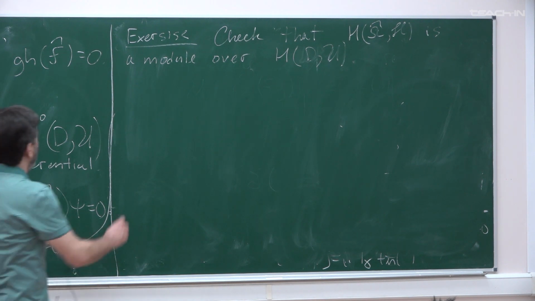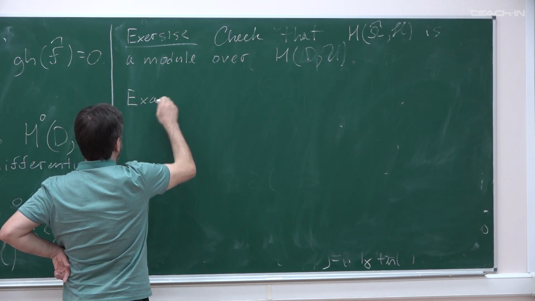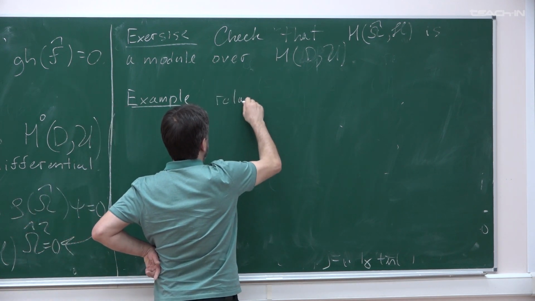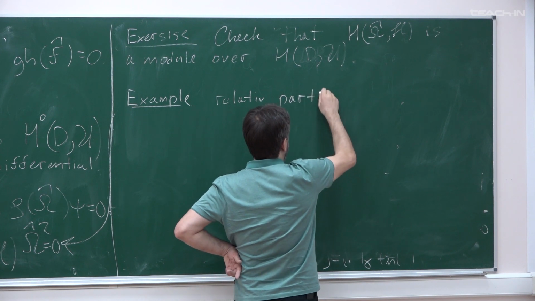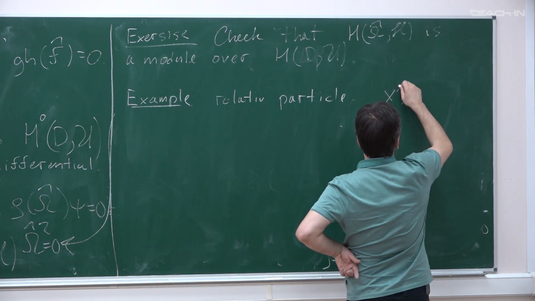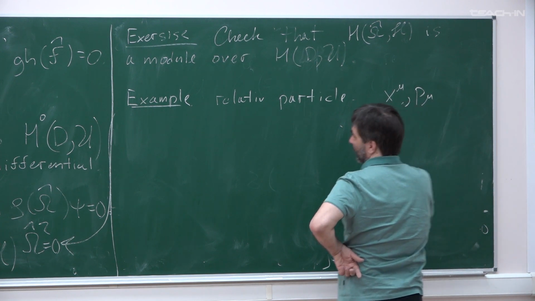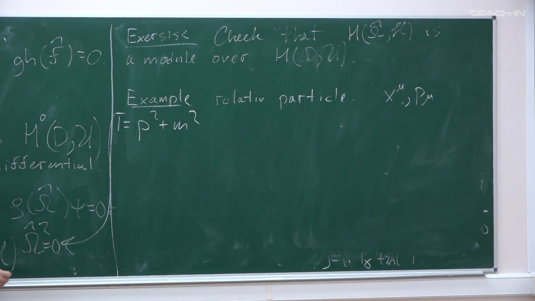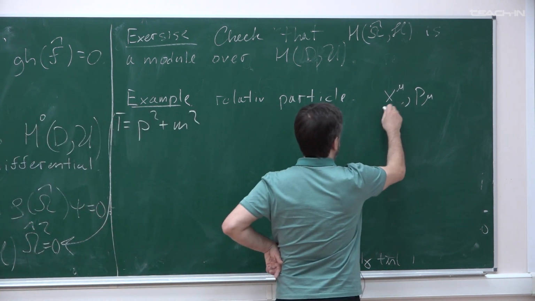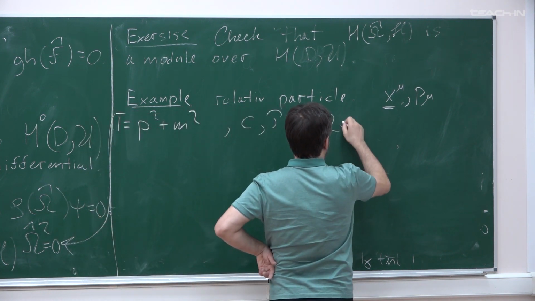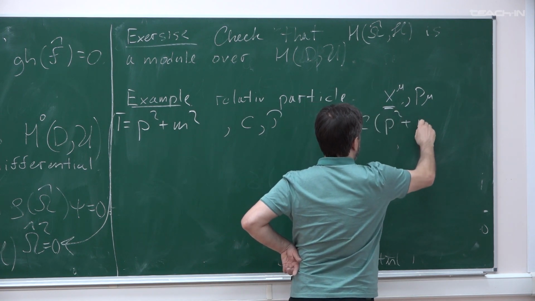So let's give a simple example of a system of this sort. It's again relativistic particle. The simplest possible. Slightly more general examples will come. So classically we have what? We have x mu, p mu, right? And we have a constraint p squared plus m squared, right? Our mass shell constraint, where square is taken with respect to Minkowskian metric on our space X. Then we introduce ghost variables. So our omega is just c times p squared plus m squared.